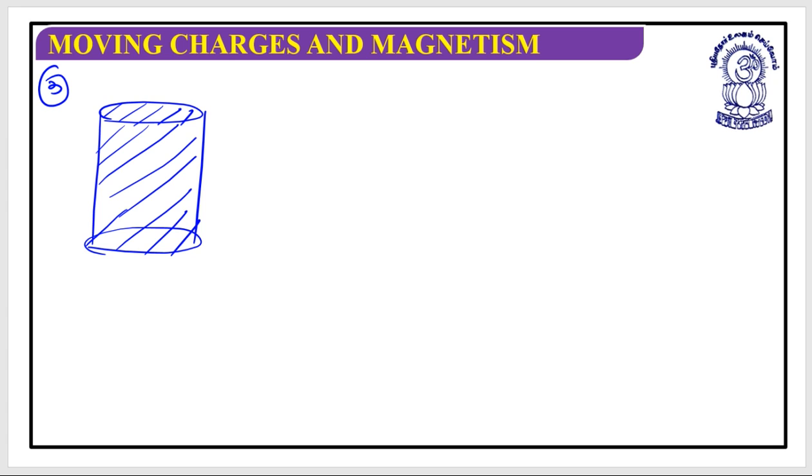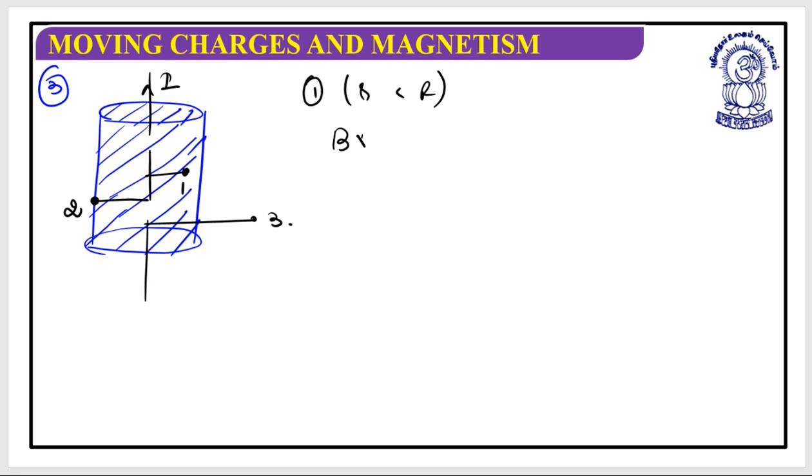This has been completely filled, and this is the axis of the conductor through which current is flowing. This is the first point, this is the second point, and this is the third point. For the first point where r is less than R, you need to consider B multiplied by 2 pi r is equals to mu naught times I dash. And how could I find out the I dash?